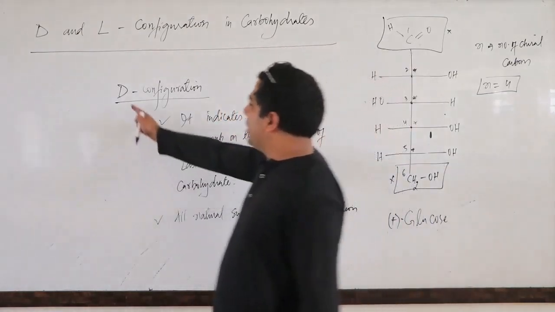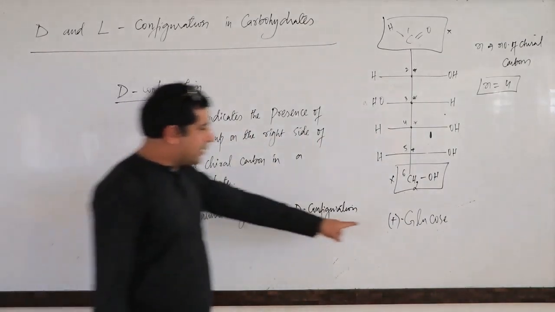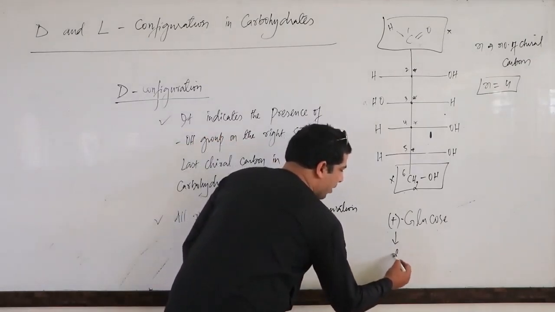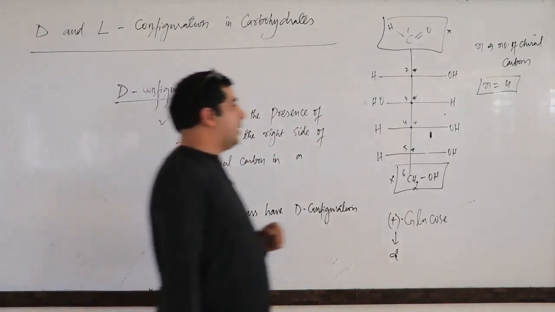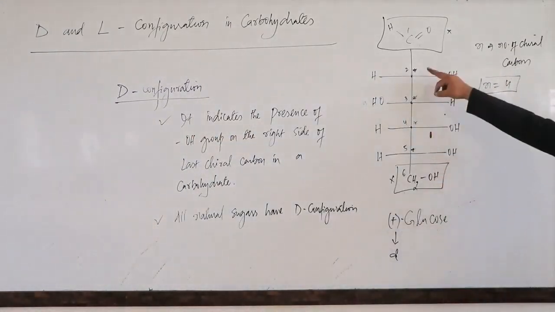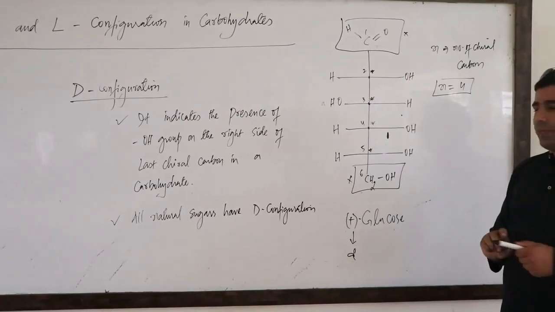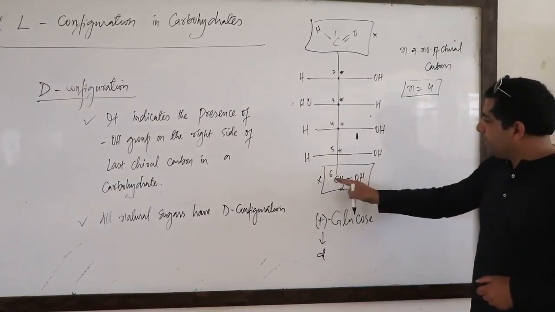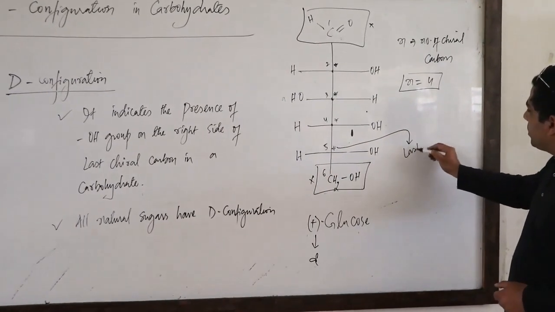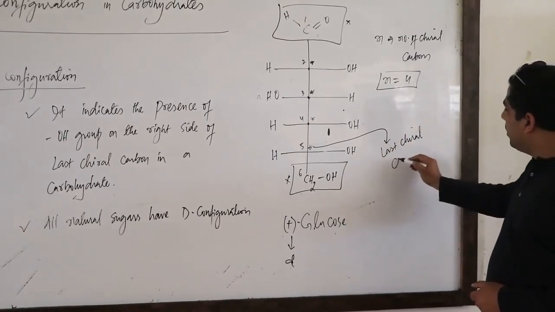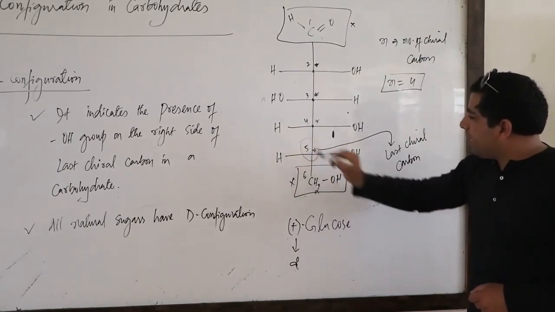But our topic is D configuration. What is the meaning of D? This capital D. Okay? This plus sign basically means small d, but we have to talk about capital D. Capital D means, how many chiral carbons are here in this? 1, 2, 3 and 4 chiral carbons. And which one is the last chiral carbon? The 5th carbon. Because 6th is not chiral, 5th is chiral. So 5th is known here as the last chiral carbon.